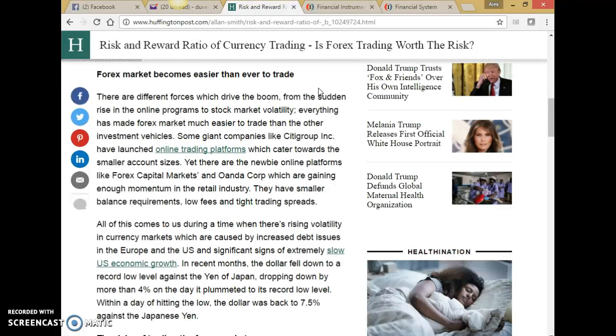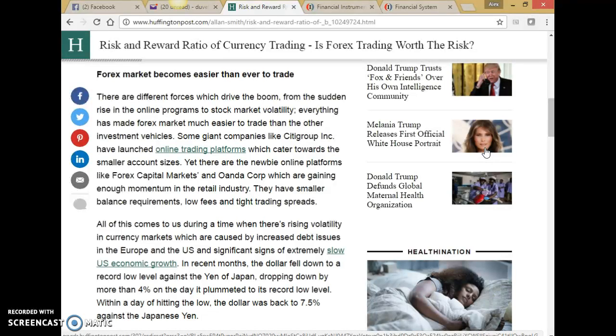But let's get into what this definition is talking about. There are different forces which drive the boom, from the sudden rise in online programs to stock market volatility. Everything has made the Forex market easier to trade than other investment vehicles. They definitely got a lot of vehicles you can use online that make trading a lot easier. You can trade right in your own home, or from your smartphone these days. So they're not lying about it being easier to access. Some giant companies like Citigroup Inc.